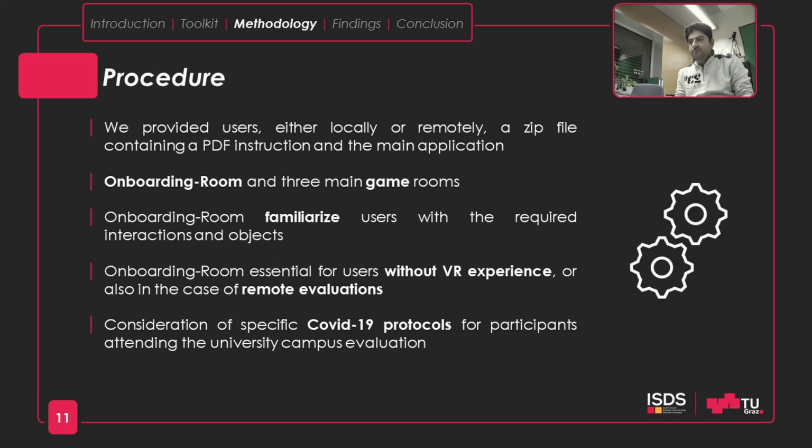At the start, they filled in the demographic and preliminary questionnaire on the Lime Survey website. Then the main application consists of an onboarding room and 3 main rooms. The onboarding room familiarizes users with the required interaction and objects. It is essential for users without VR experience, or in the case that they attend the study remotely.